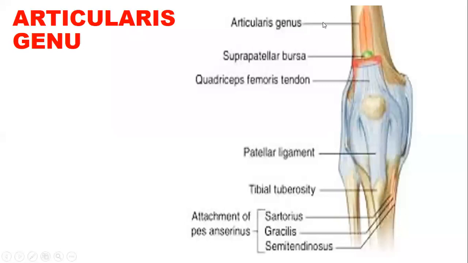We are talking about the action of the articularis genu, that it stabilizes the suprapatellar bursa. It retracts the synovial membrane. It keeps this bursa intact in position. So this bursa extends from the synovial membrane of the knee joint up to this level, and further it is stabilized or maintained in its position by the muscle fibers, and this muscle is called the articularis genu.